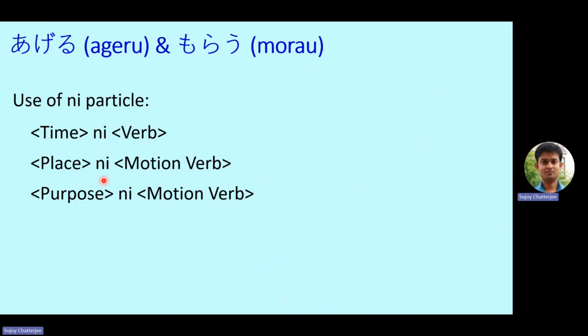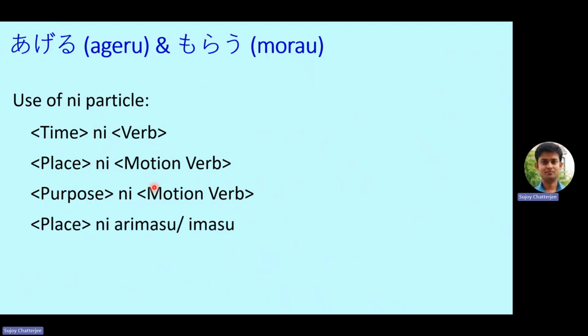Then the third application of the ni particle was purpose ni motion verb. That means if you are going somewhere or coming from somewhere, what purpose did you go for? So for example, saikuringu ni ikimasu. I am going for cycling. Or kaimono, kaimono ni ikimasu. I am going for shopping. So that is purpose ni motion verb. Going for some purpose. So place and purpose both can use the ni particle before the motion verb.